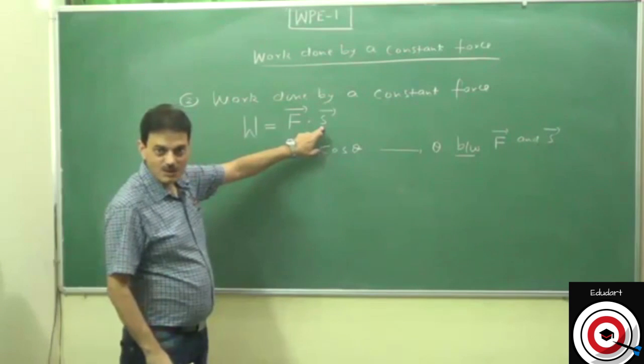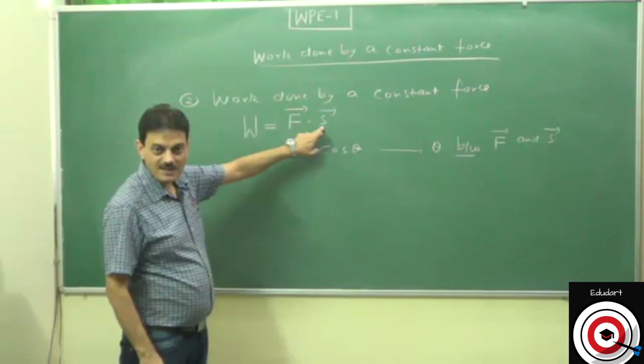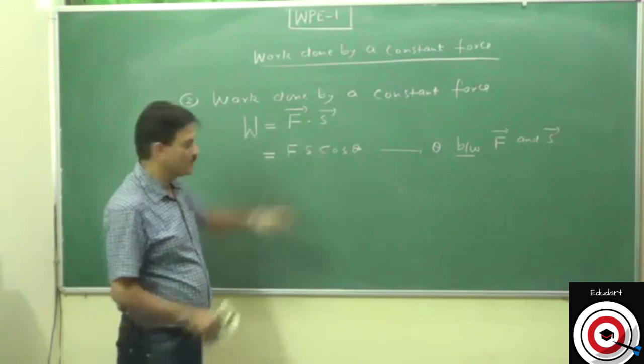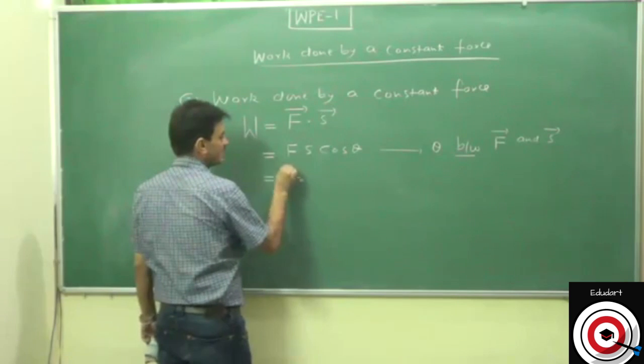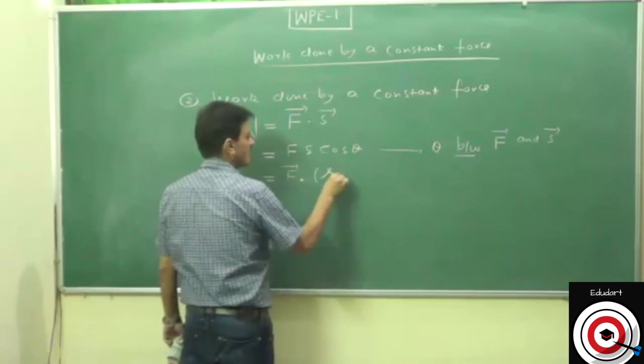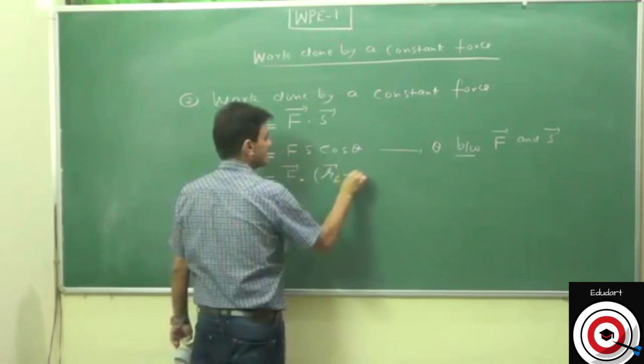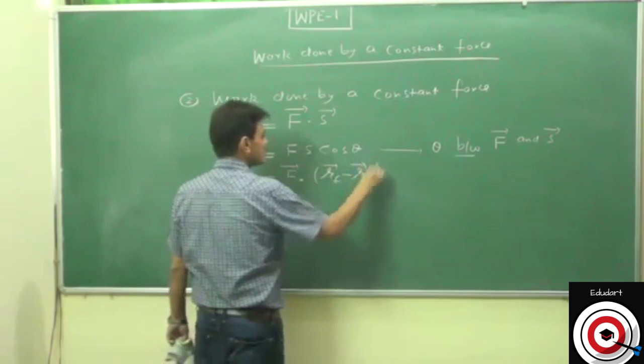S vector is also written as r final vector minus r initial vector. So it can also be written as F vector dot r final vector minus r initial vector. r is the position vector.